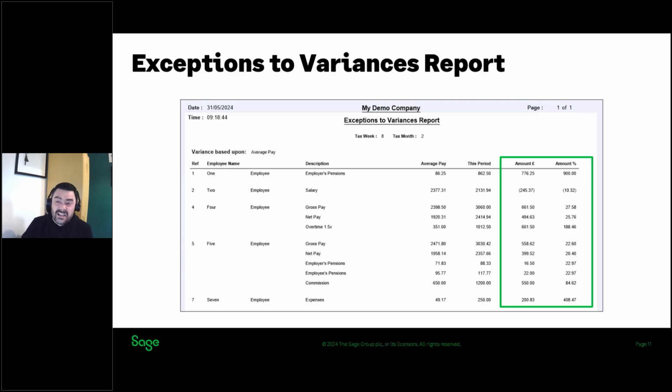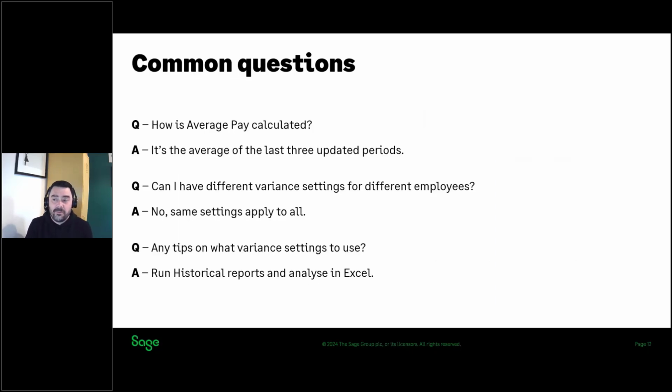So that is nearly it, and I'm sure there's been questions throughout the webinar, but I've put 3 common questions together just to quickly answer for you. So the first one, you may be wondering, how is average pay calculated? So the variance settings will take the average of the last 3 updated periods when coming up with the average pay. If it's last updated, it's obviously the last period updated only. The average is taken over 3 previous periods.